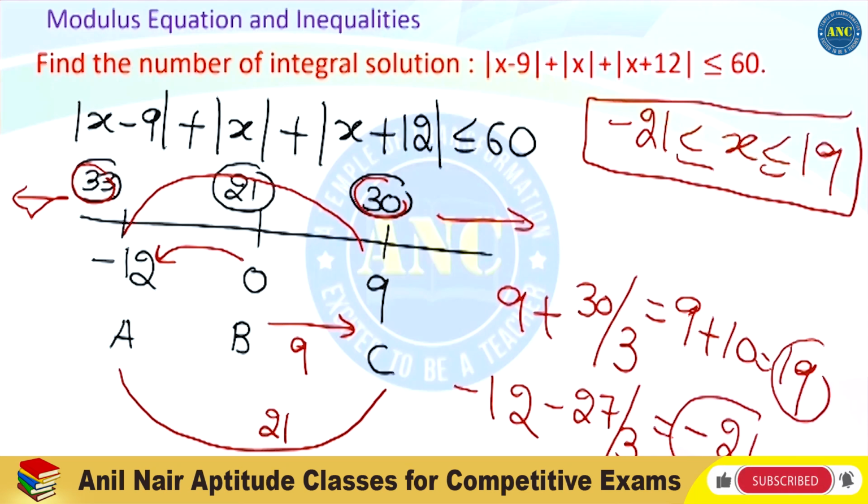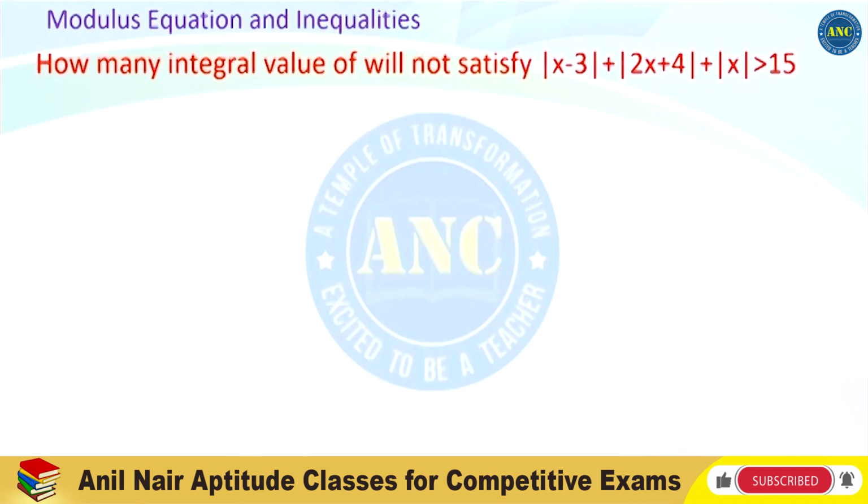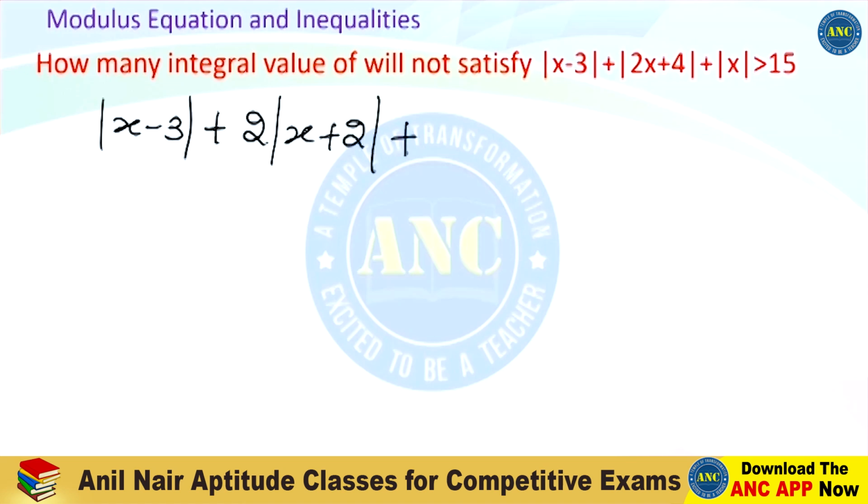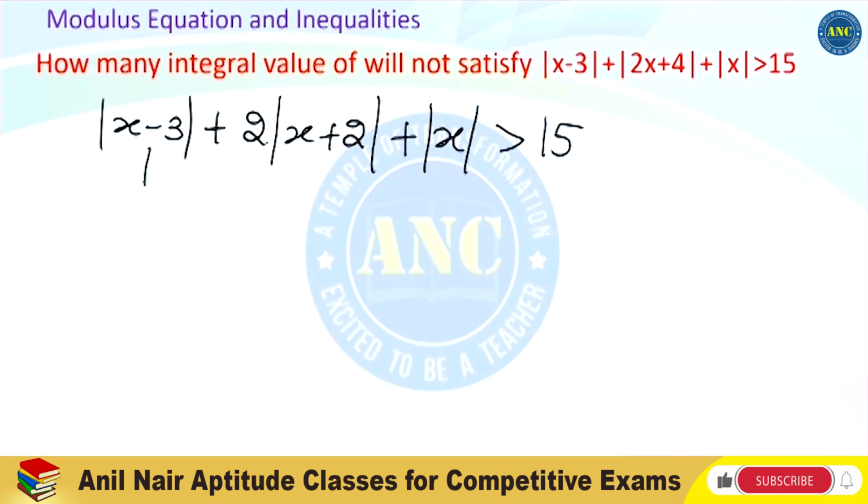I hope the idea is clear. Very easy questions once you know the fundamentals. Now see here: mod of x minus 3 plus 2 into mod of x plus 2 plus mod x. It is greater than 15. The critical points are 3, minus 2 and 0.